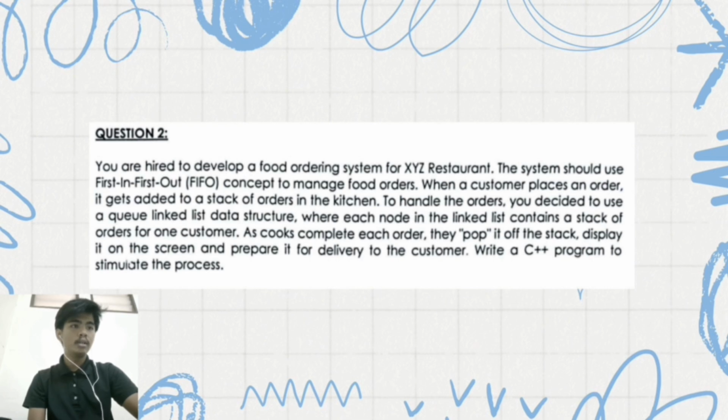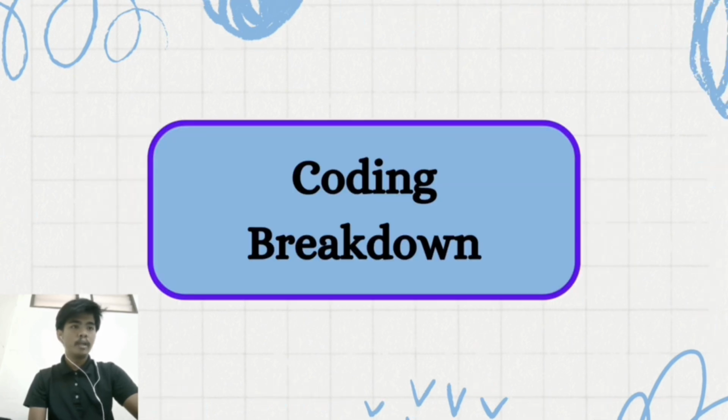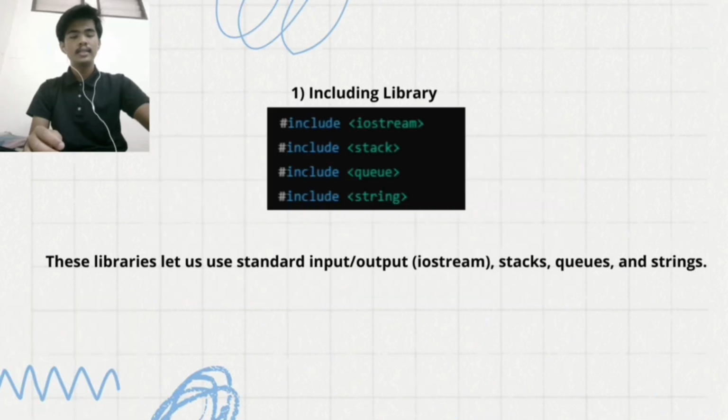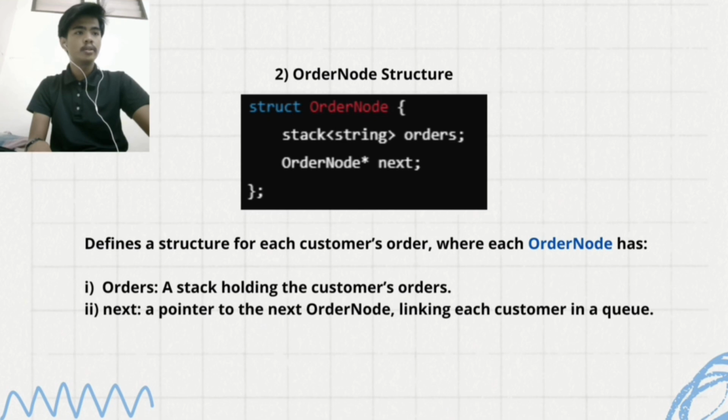Now let's take a look at the coding solution. Because the whole coding itself is very long, I'm going to break it down into 8 parts. The first part is including libraries. As we can see, we have 4 includes, which are include iostream, include stack, include queue, and include string. These libraries let us use standard input output, stacks, queues, and strings.